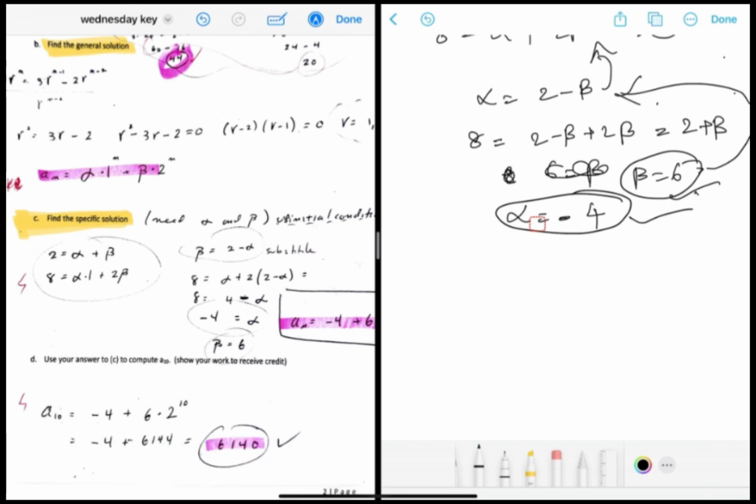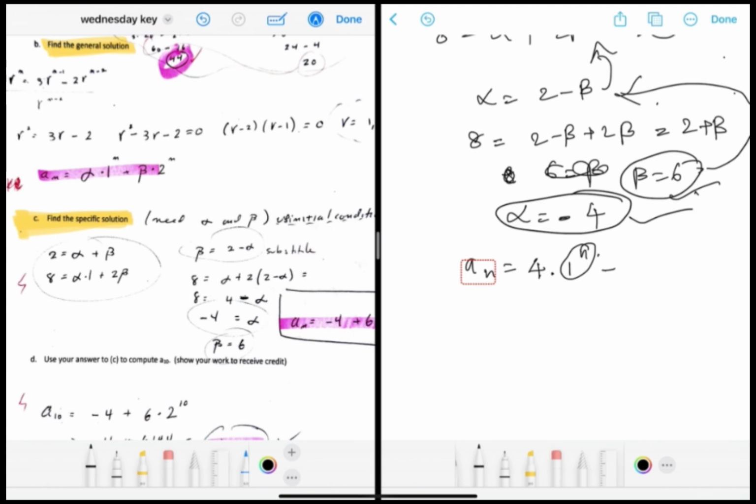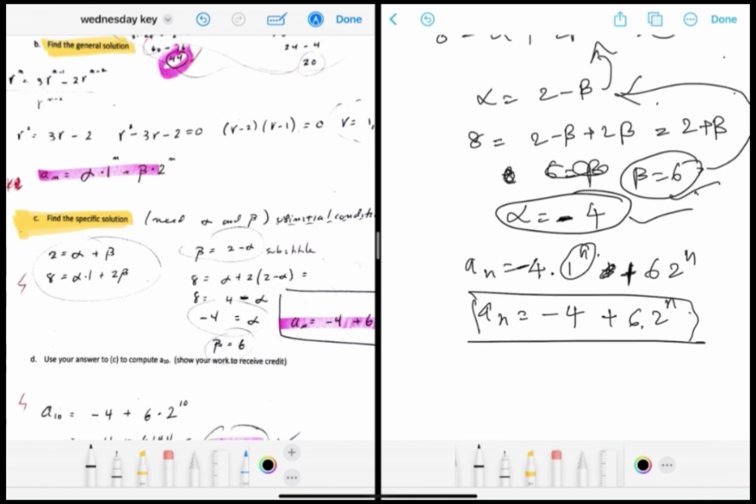So that is a_n is equal to alpha, which is minus 4, times 1 power n, which is 1. So we'll be taking that out and writing a new equation. Alpha is minus 4 and beta is plus 6 times 2 power n. We can also write this as minus 4 plus 6 times 2 power n. Yeah, that is our specific solution.